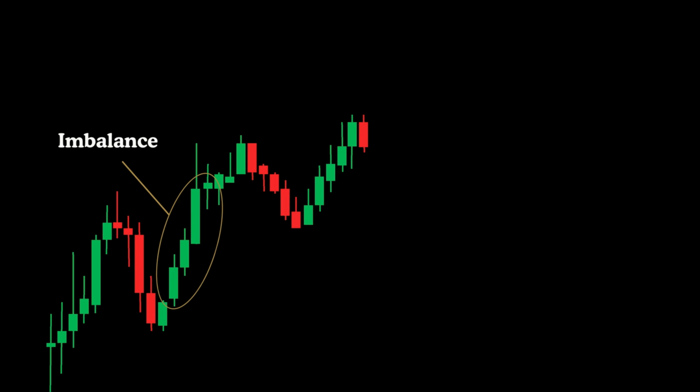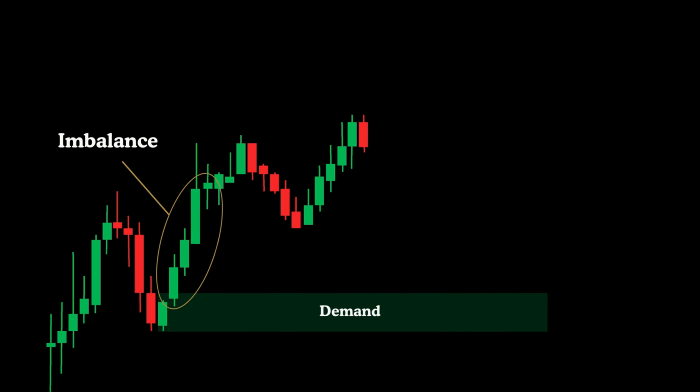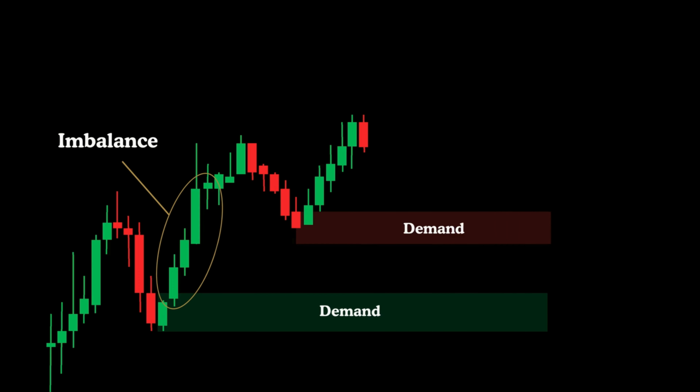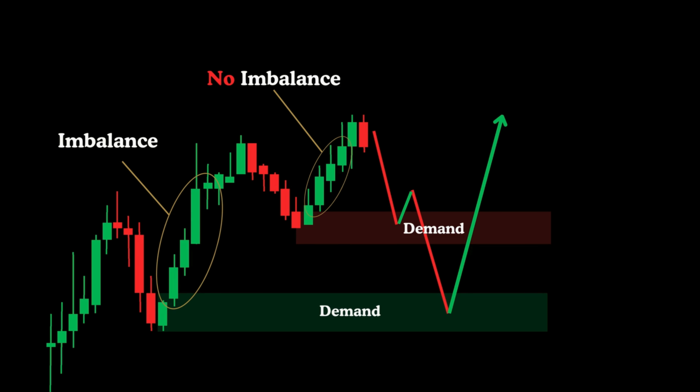Below the imbalance, we can find the demand zone, as this demand zone has contributed to the imbalance. Let's imagine the price creates another pullback and we have another demand zone. The key difference is that the second demand zone has no imbalance, therefore there is a greater chance for the price to make a deep retracement to the demand zone that created the initial imbalance. This is because the inefficiency will act as a magnet for the price to come and fill this gap.